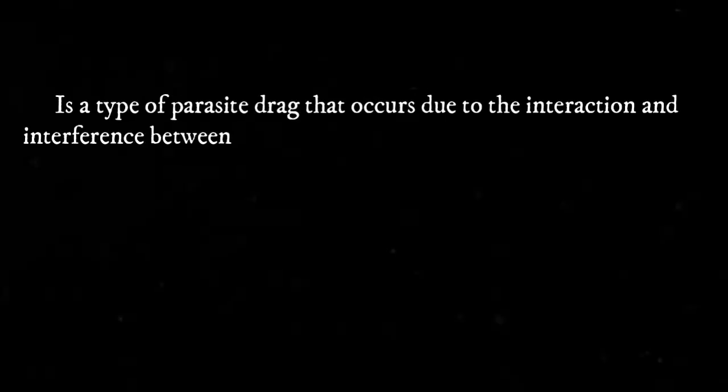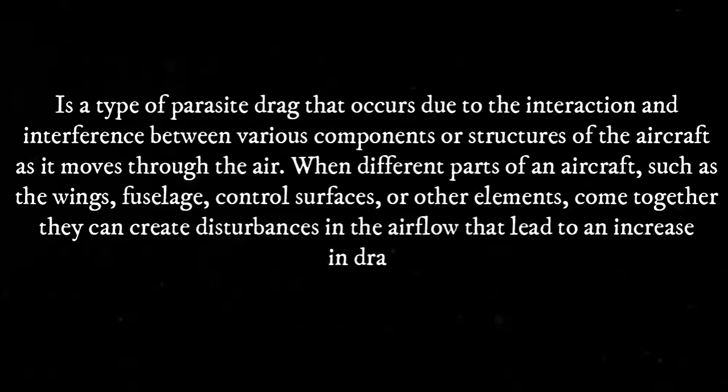Third, we have the interference drag. It is, in an aircraft, a type of parasite drag that occurs due to the interaction and interference between various components or structures of the aircraft as it moves through the air. When different parts of an aircraft such as the wings, fuselage, control surfaces, or other elements come together, they can create disturbances in the airflow that lead to an increase in drag.